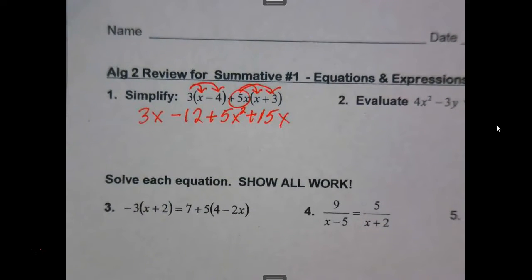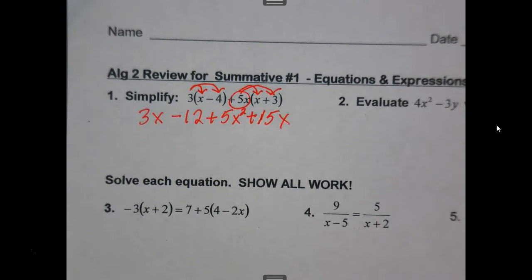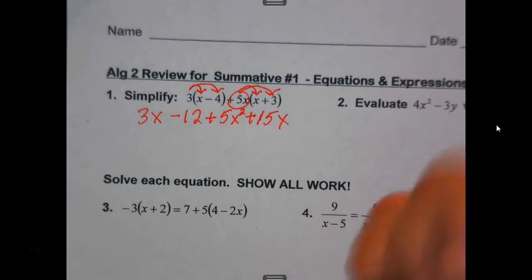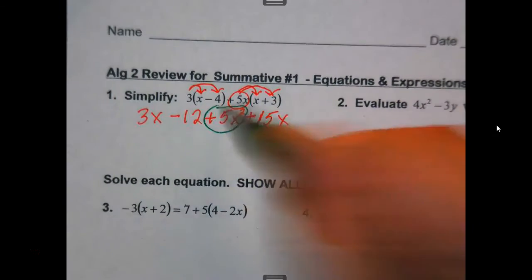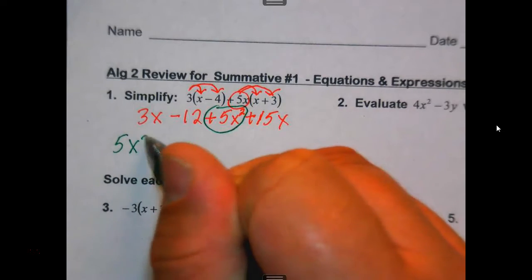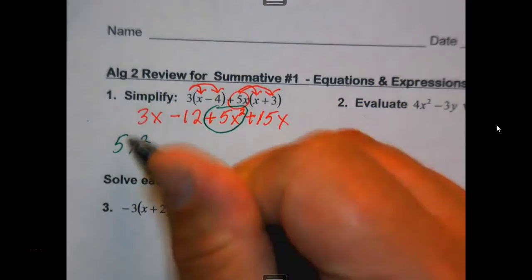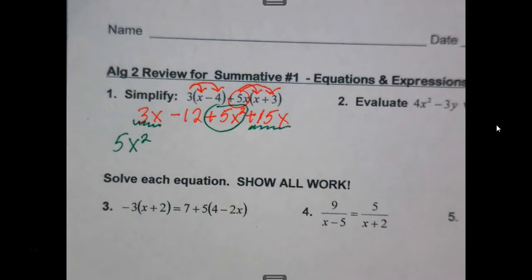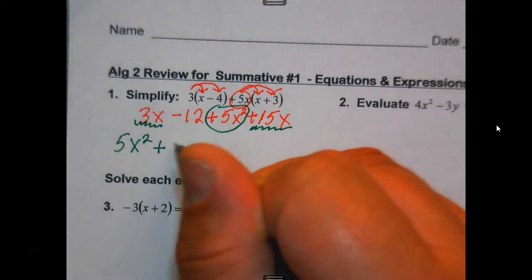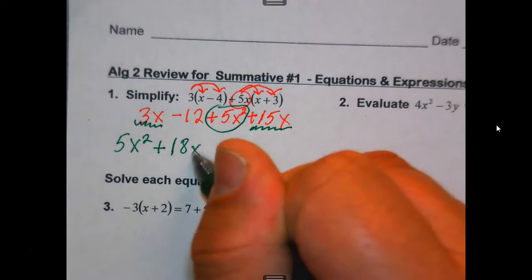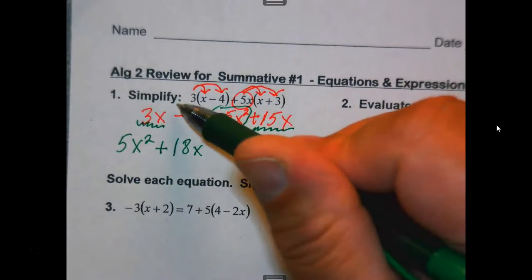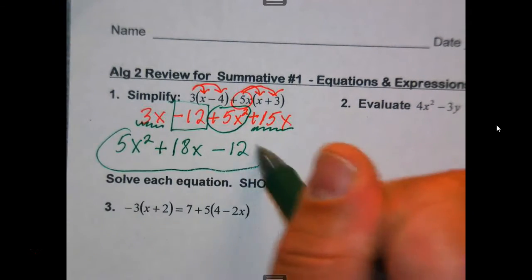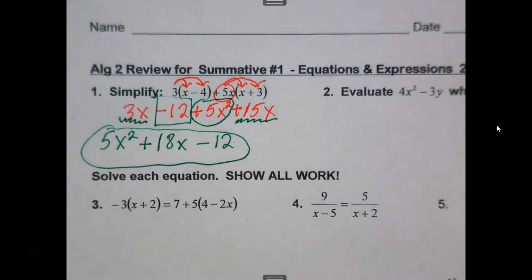If you want to make your Algebra 2 teacher very happy, please put this in some kind of standard form. I would appreciate that. My highest exponent here is 5x squared. I have some x to the first terms to combine. I have 3x and 15x, which is, that's right, 18x. And then I have left over minus 12. My answer.